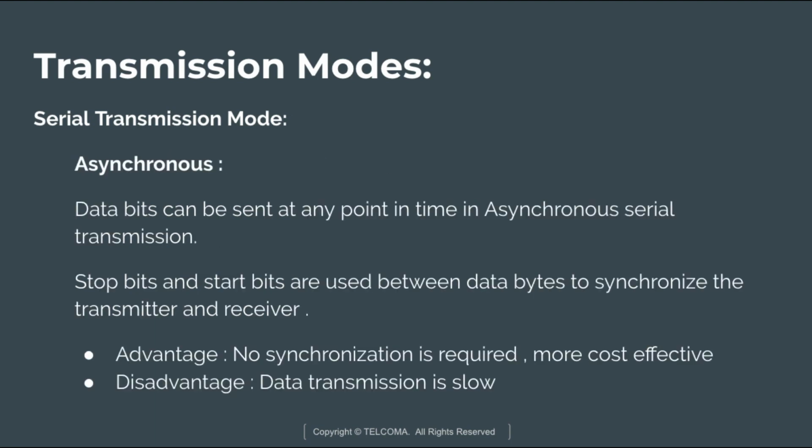In asynchronous serial transmission, the data bits can be sent at any point in time. Here the stop bits and start bits are used between data bytes to synchronize the transmitter and receiver and to ensure that the data is transmitted correctly. The time between sending and receiving a data bit is not constant, so gaps are used to provide time between the transmissions. The advantage of this is that no synchronization is required, and it is the most cost effective transmission mode. Whereas the disadvantage is that the data transmission is very slow.